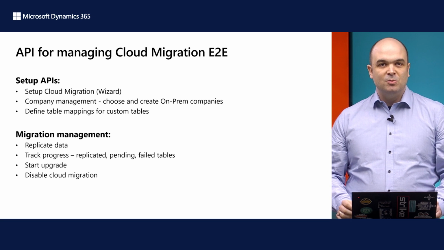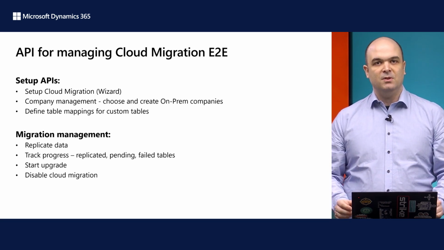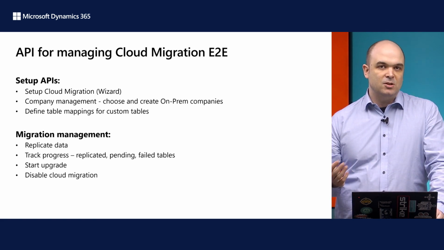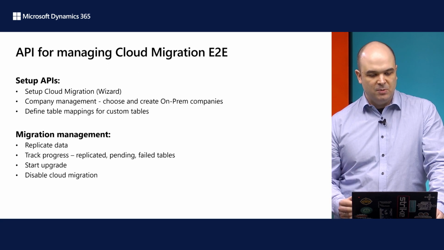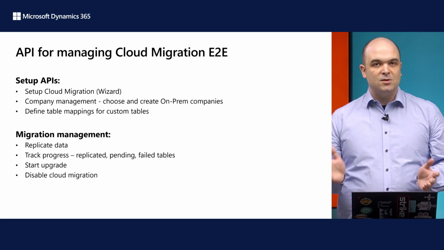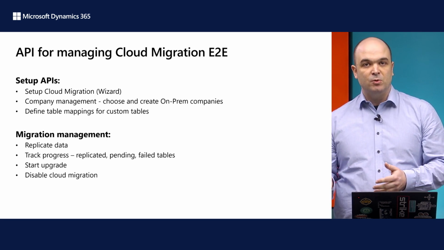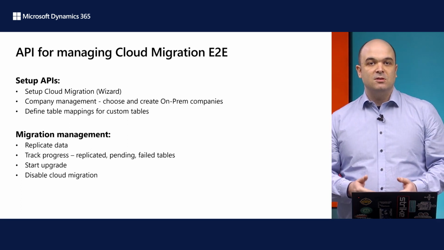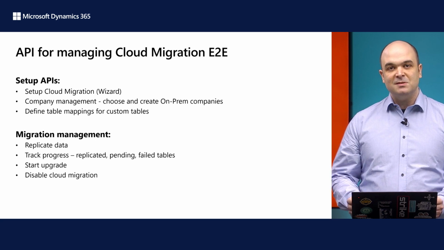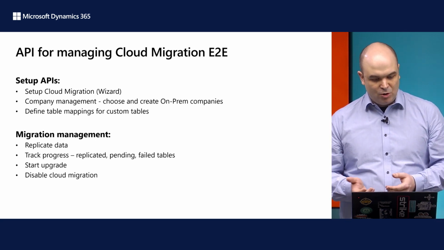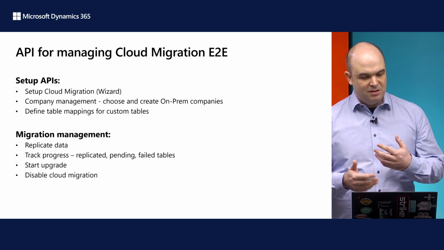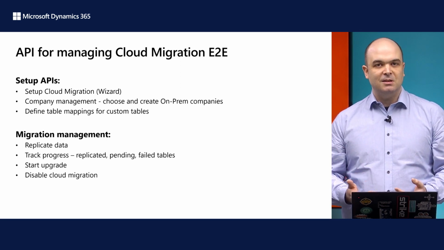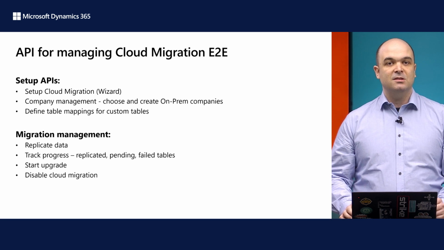Now, from version 20, it's going to be possible to do the setup fully by using APIs. We have automated the wizard, so instead of running the wizard in UI, you can set it up by using the APIs. Then, all things around company management, selecting which companies are moved from on-prem to SaaS, or creation of these companies can be done through the APIs. You can also define the table mappings if you are moving custom tables. And then, the more important set of APIs, in my opinion, is actually the migration management APIs, which will allow you to control how the data is replicated, track the progress, start the data upgrade, and disable the cloud migration in the end.